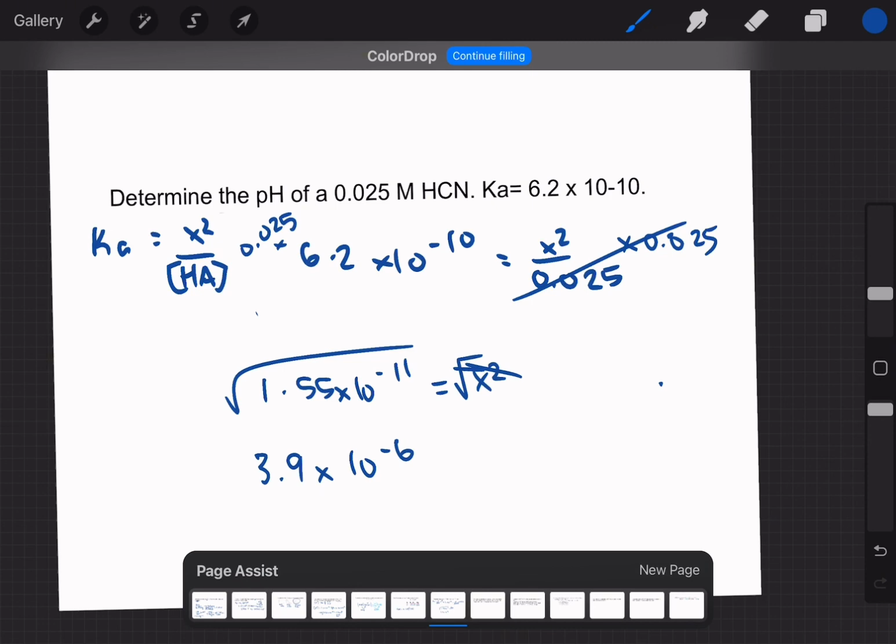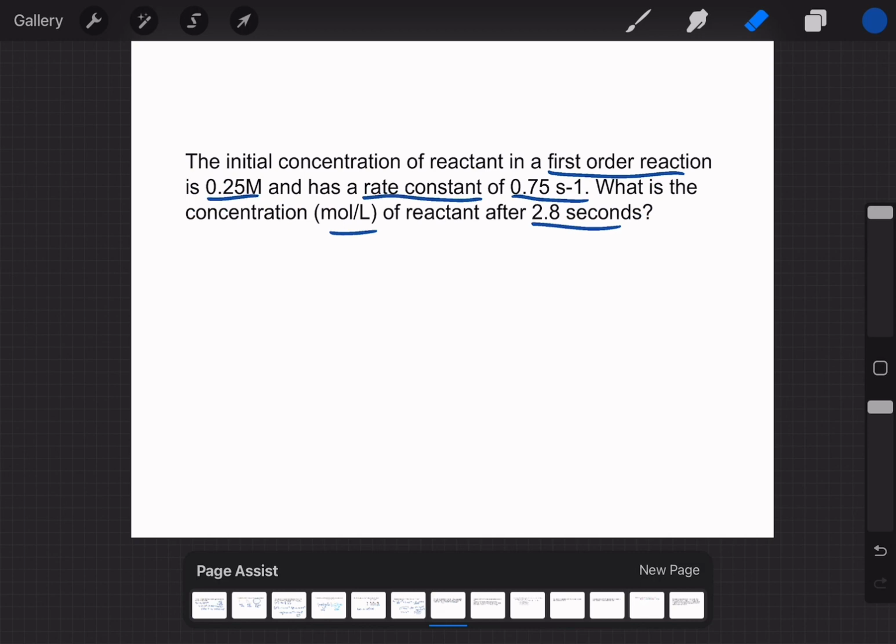But now we have concentration and we want the pH. So now we're going to do our pH formula, which is just negative log of H positive. And that's just basically negative log of 3.9 times 10 to the power of negative 6. I'm going to give it a moment to load. And that gives you 5.4 as your pH level, and that's your answer. Okay, on to the next question. I'm going to give you a moment to answer, or at least start the question off.